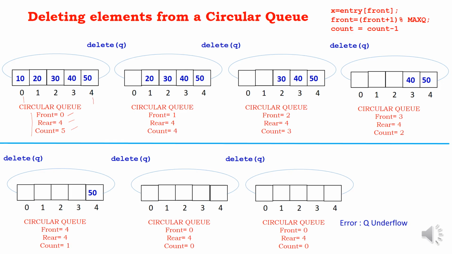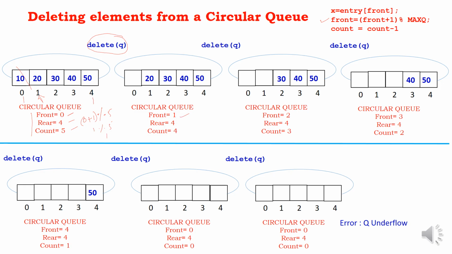Once we have a circular queue, we attempt to delete an element. Delete queue means it is trying to delete an element from the front end. So the front element will be deleted. Front is at 0, so the 0th element is going to be deleted. Once you delete, front becomes the next position. Front becomes 1. Because it is a circular queue, we use front is front plus 1 mod max queue. Front is 0, 0 plus 1 mod max q. Max q is 5, 1 mod 5 is 1. Next front is 1.